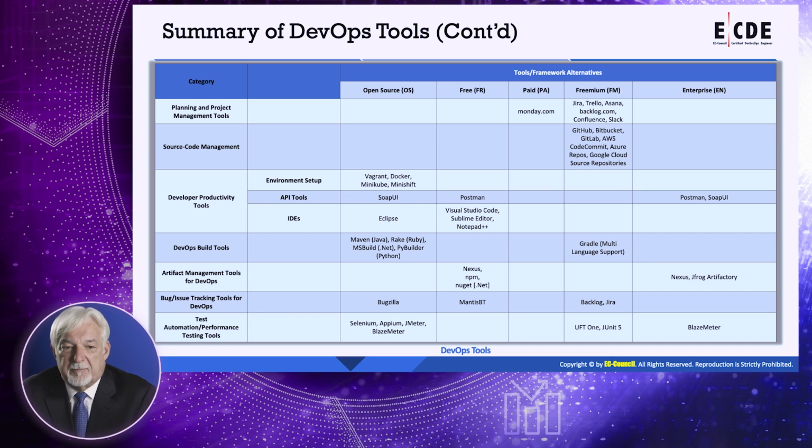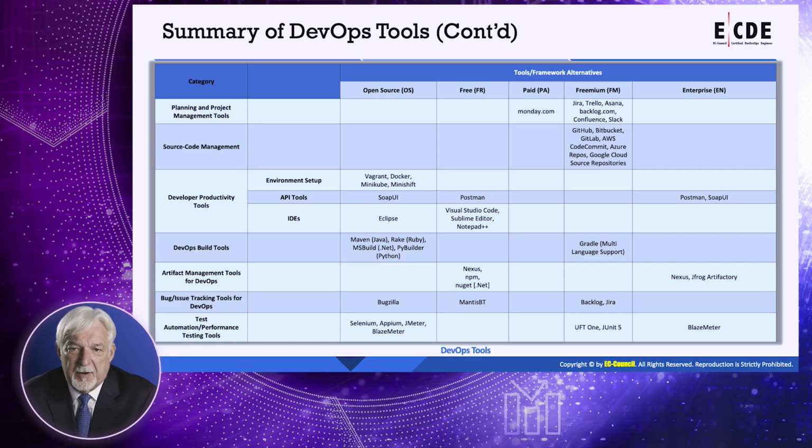Then you have your artifact management tools for DevOps. It includes Nexus, NPM, NuGet. JFrog is in there as well. I've seen JFrog used a couple of times. Pretty good. Bug issue tracking tools for DevOps.